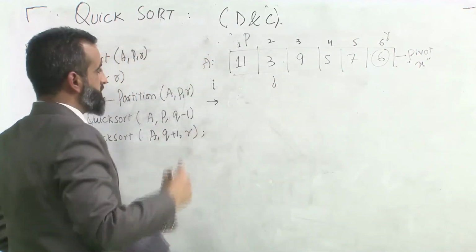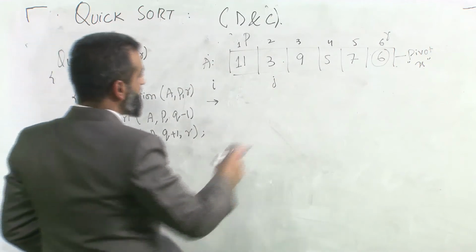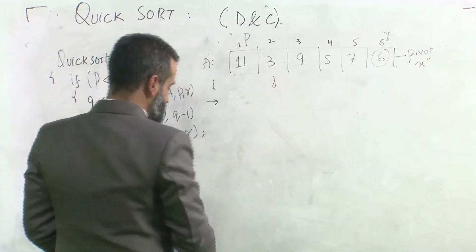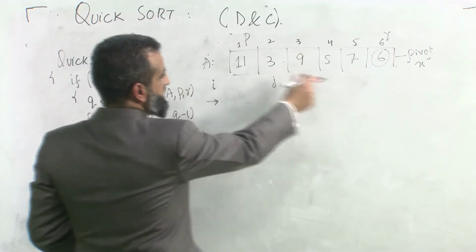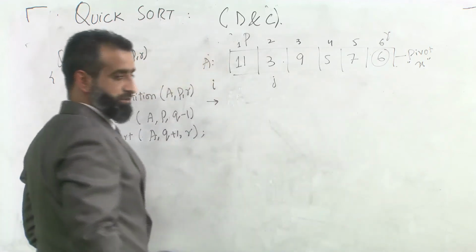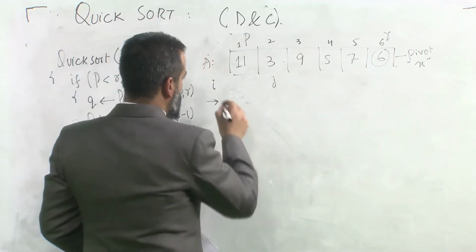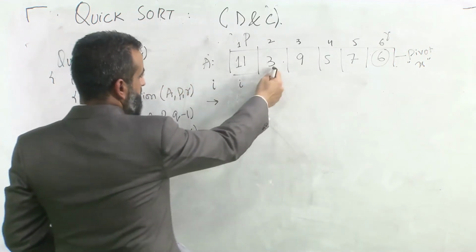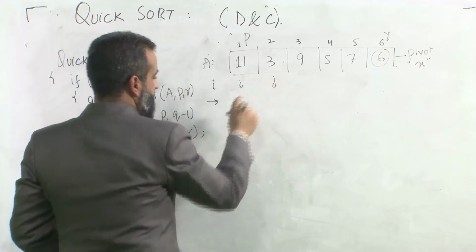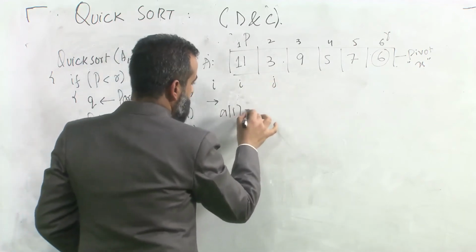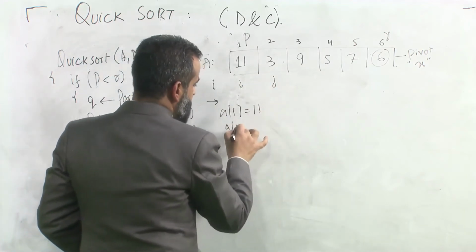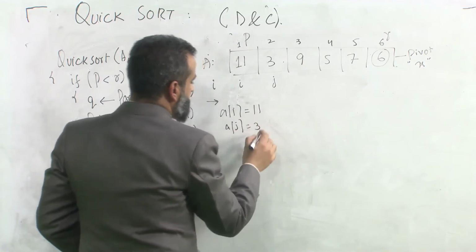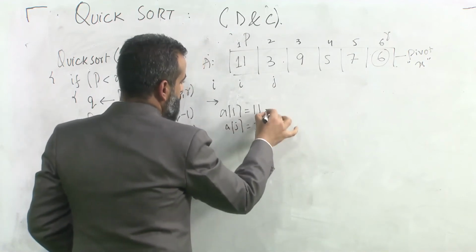The loop will increment J by 1, and I will make the necessary comparison. Once I make the comparison over here, 3 is now compared to 6. The condition is true, so we will increment our I by 1, and we will make the swap between A of I and A of J. Now A of I contains an 11, and A of J contains a 3, so we will make the necessary swap between the two.